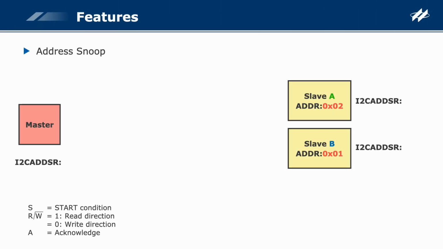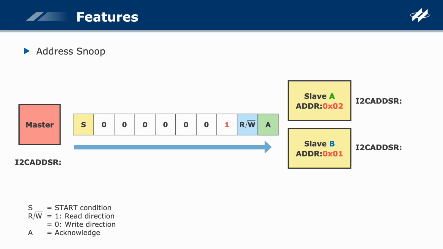The HT32 I²C interface provides the address snoop function. The address snoop register, I²C ADDSR, is used to monitor the calling address on the I²C bus. Taking the address frame sent by the master with hex 01 as an example. Each calling address on the I²C bus will be stored in the I²C ADDSR register automatically, no matter if the I²C module operates as a master or a slave device, even if the I²C device is not addressed.